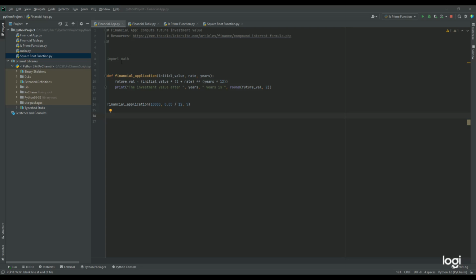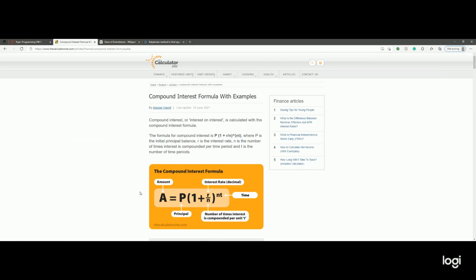So I did import the math module, but ended up not using it, or I guess I did with the round, but you'll see how I changed it a little bit. The resource I used was this website right here, which I will show you in this page. All I did was look up the compound interest formula. I grabbed the compound interest formula and inputted it in my code.